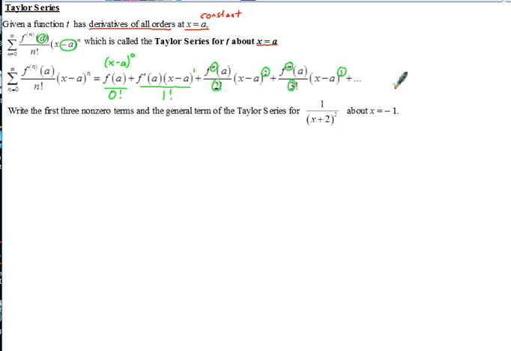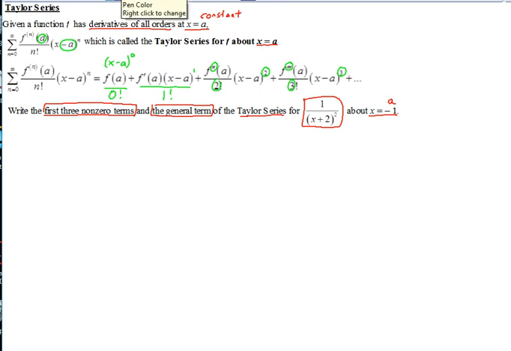All right, so let's see if we can write the first 3 non-zero terms and the general term of the Taylor series for 1 over (x plus 2) squared about x equals negative 1. So that's our a value. So notice this one is not a Maclaurin series. It's not about x equals 0 like we've been focusing on up until this point. So let's write down the pattern so we can see a little easier. Again, I'm going to start with 0 so you can see the pattern a little better.